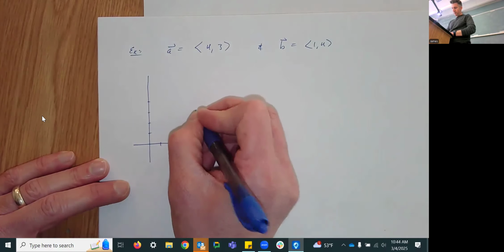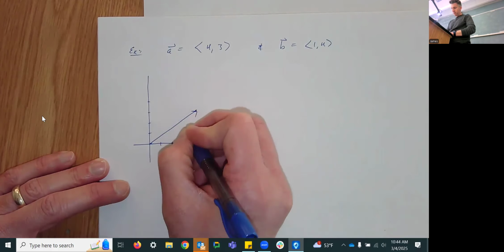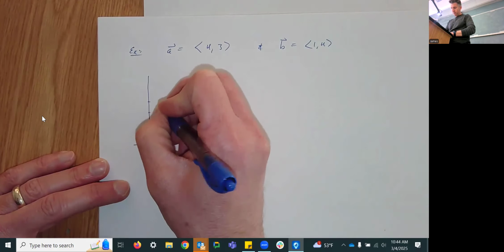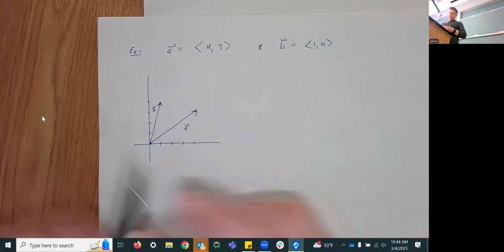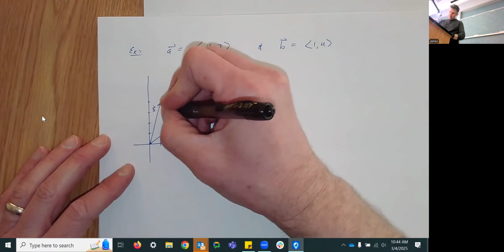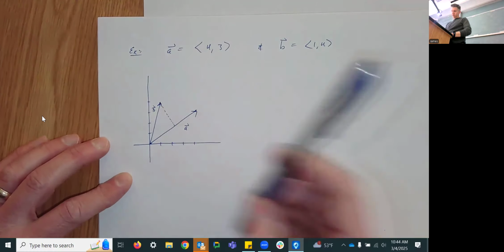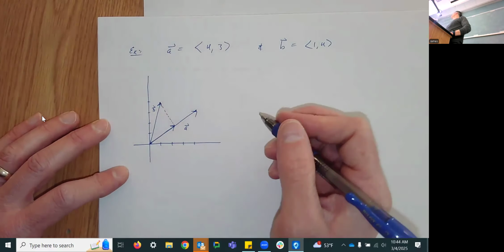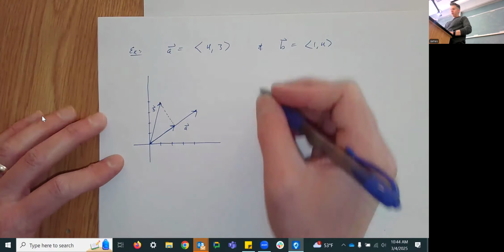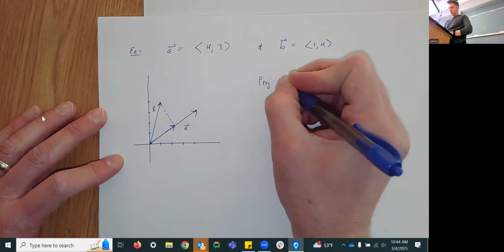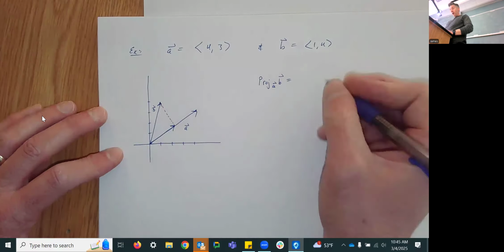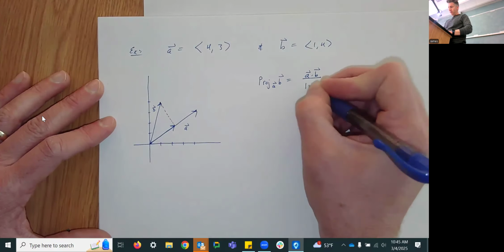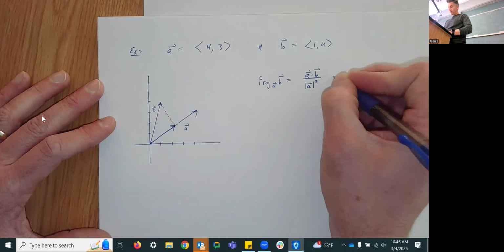Here's A. B. And I'm going to drop a perpendicular from B onto A, and we're going to find the projection. So let's find the projection of B onto A. I'm just going to start off by writing it's A dot B divided by the magnitude of A squared, all that times the vector A.